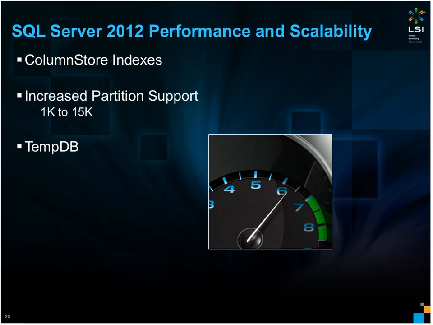SQL Server 2012 performance and scalability. I'm going to talk a little bit about column store indexes and the differences between heap or row versus column. Increased partition support from 1,000 partitions to 15,000 partitions. This is basically a scalability value proposition. It allows you to create more volumes, more partitions to manage your databases more effectively, and it scales from 1,000 to 15,000. Big improvement over SQL Server 2008 R2. And of course, I'm always bringing up TempDB. This is the first and foremost, most critical component for flash acceleration.